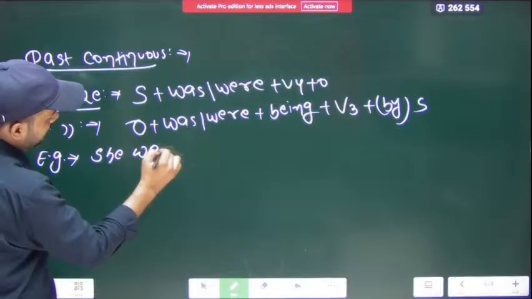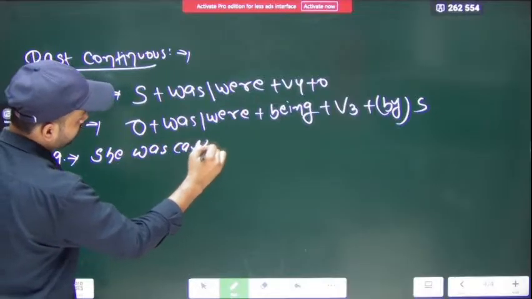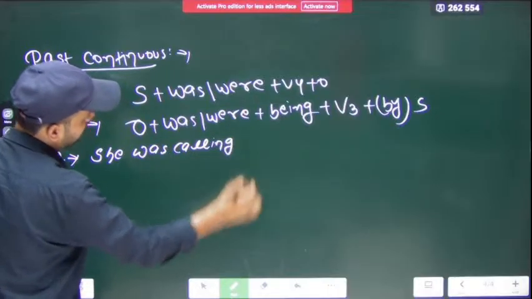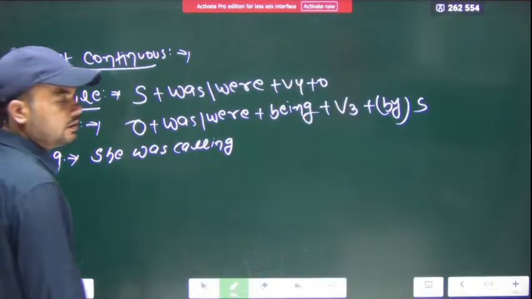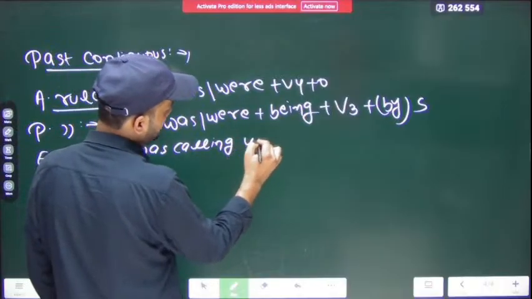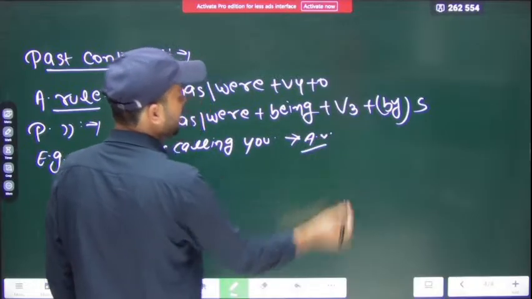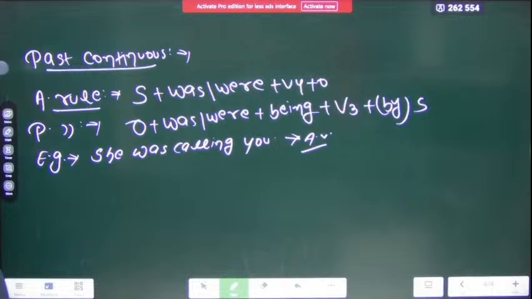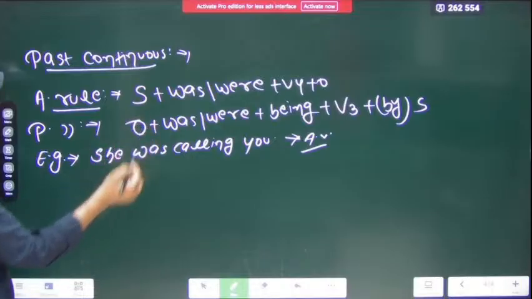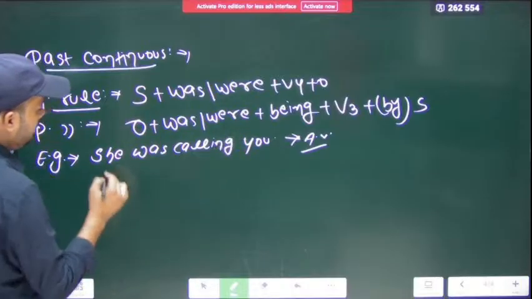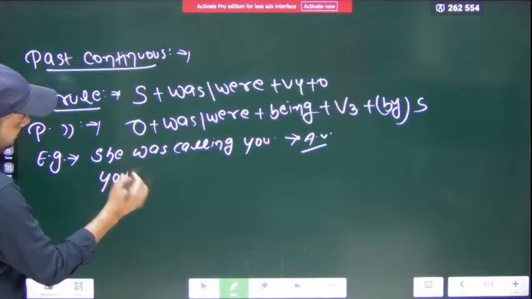She was calling you. This is what? Active voice. If I make the passive of this, then now see what it will become. As per the rules of passive, we have to take object first. Now, what is object here? You. Okay, so you I will write here first.